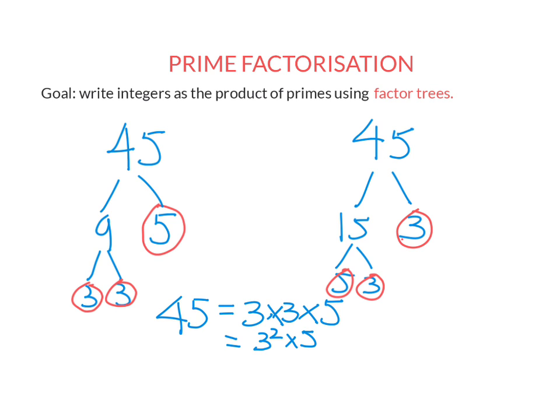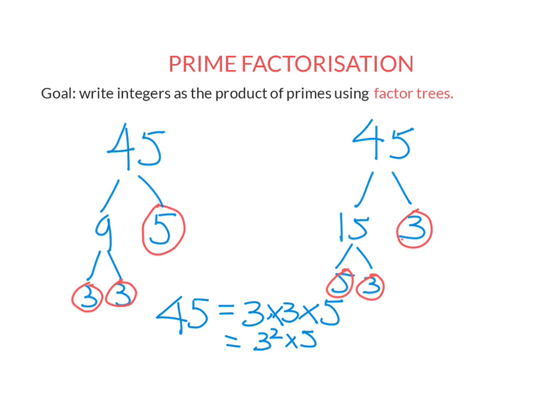45 is equal to 5 times 3 times 3, or in index form, 3 squared times 5. Remember, the order in which we multiply numbers doesn't matter. So 5 times 3 times 3 is exactly the same as 3 times 3 times 5. There's no other way to write the prime factorization of 45.